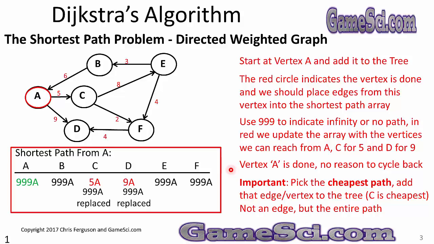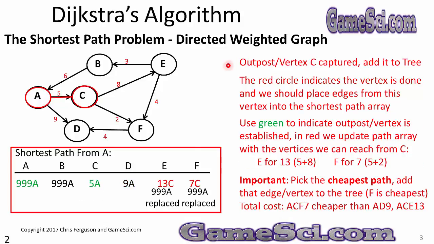There's no reason to cycle back to A. It's important to pick the cheapest path, not the edge, but the cheapest path. Add that edge/vertex to the tree. At this point, C is the cheapest path we can travel. We're not looking at an edge, but the entire path to get somewhere. And the cheapest path we can follow is A to C. C is next.